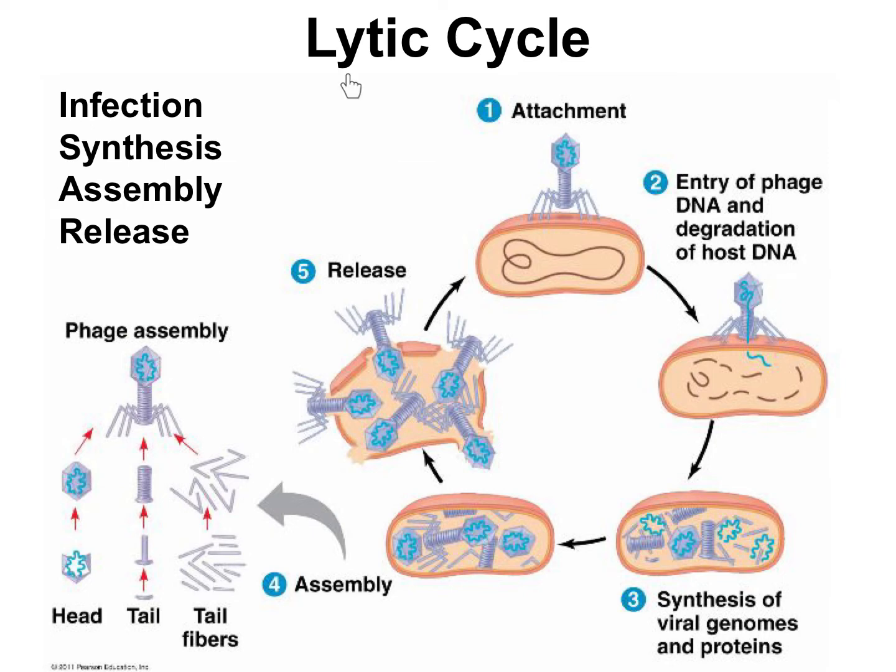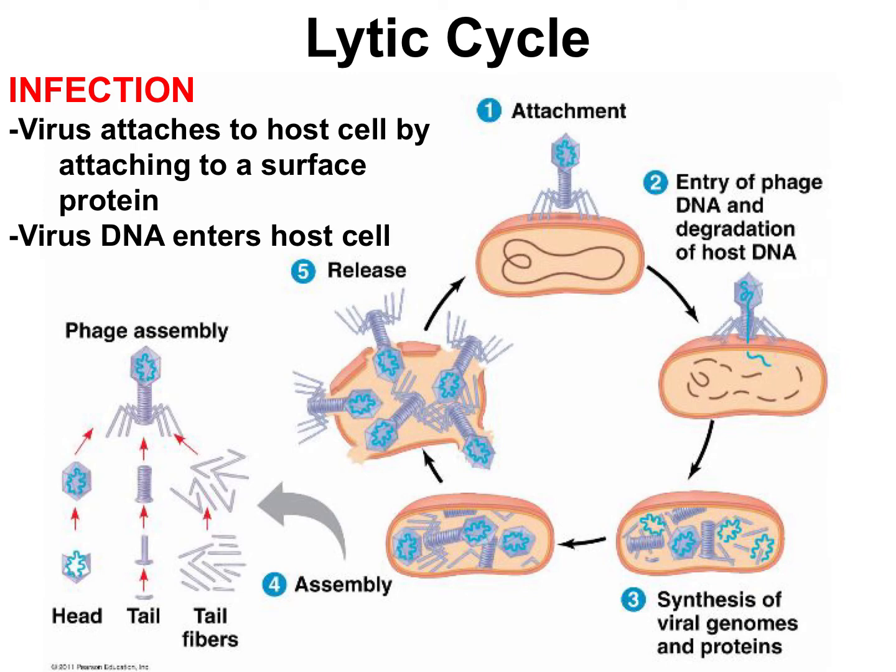The first strategy is called lytic infection, which is shown here. Now, to better understand this process, you can break it up into 4 steps: infection, synthesis, assembly, and release. Let's look at each step in more detail. First is infection, how the virus gets its genetic material into the host cell, shown in these steps up here.